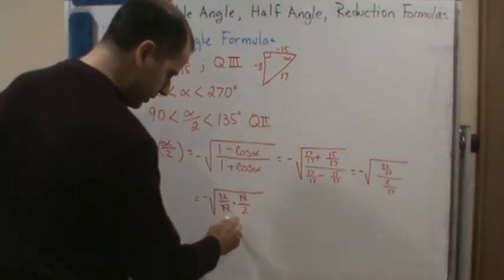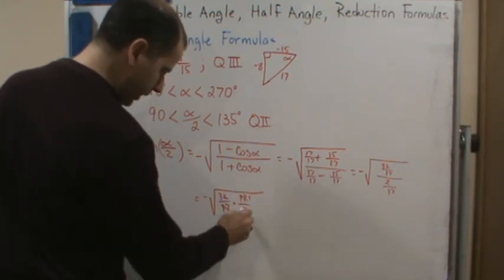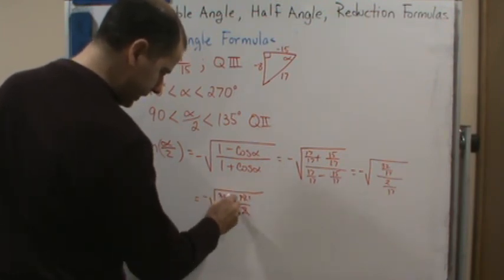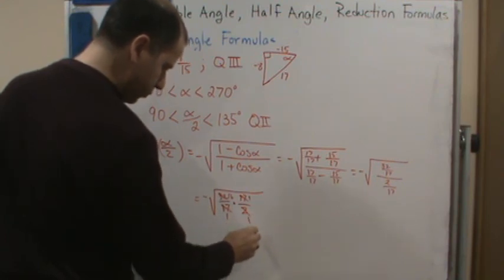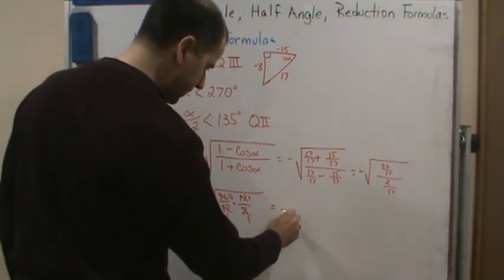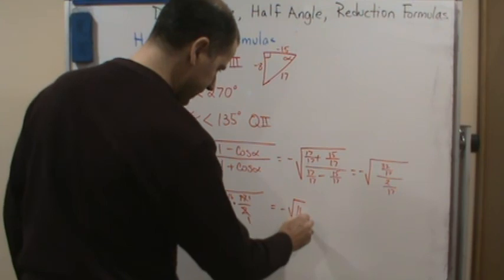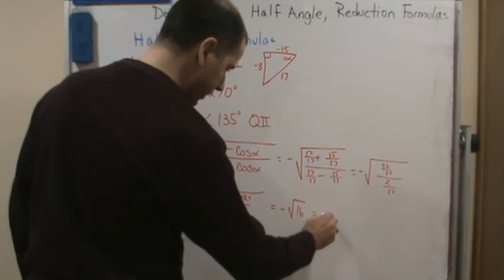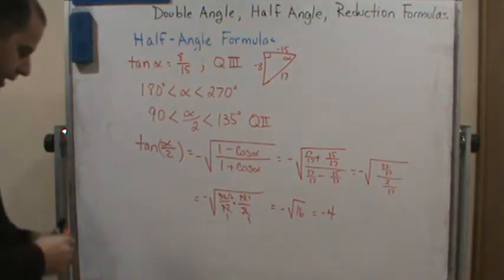And by the way, this is good. So this is going to become 1 and 1. 2 is going to cancel with this one, so we get 16, right? And this becomes 1. And so guess what? This just becomes the negative square root of 16, which equals negative 4. And that's our final answer.